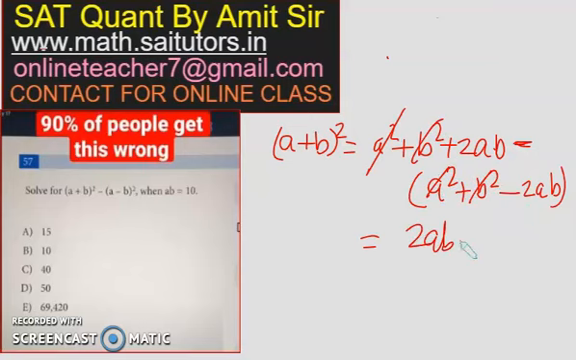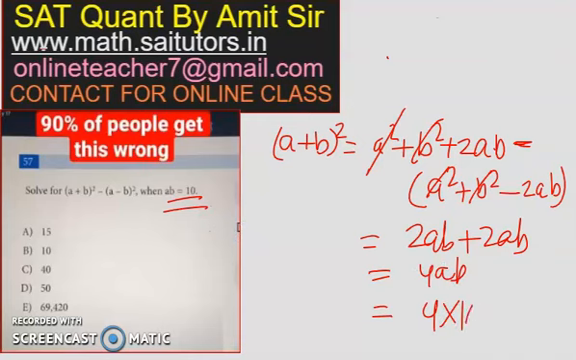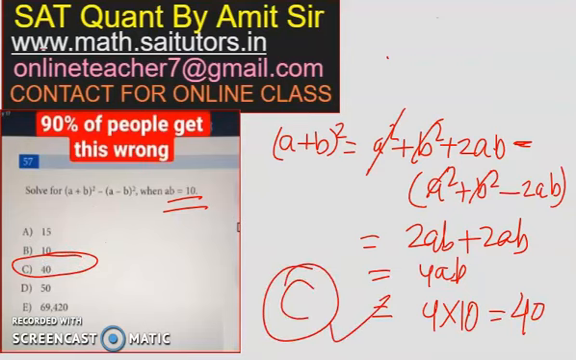So 2ab plus 2ab, which gives you finally 4ab, and ab is equal to 10. So answer would be 4 times 10 is equal to 40. So option C is the right option.